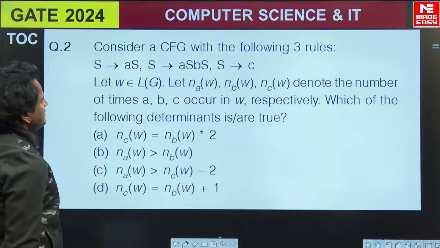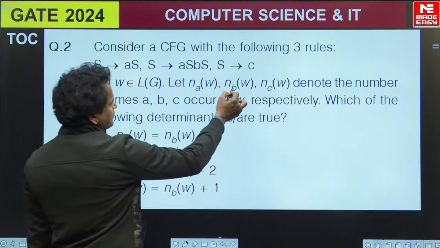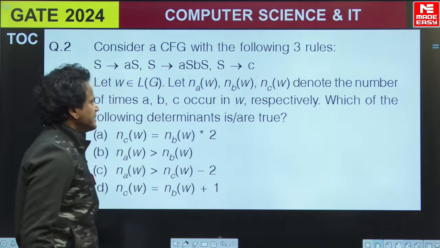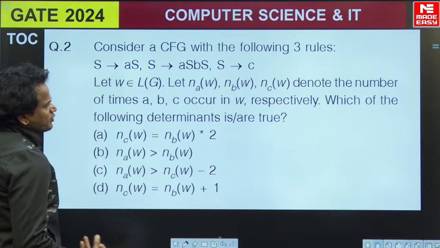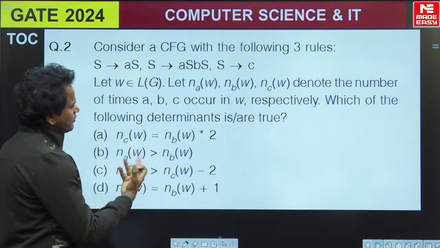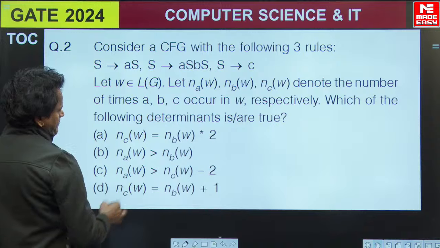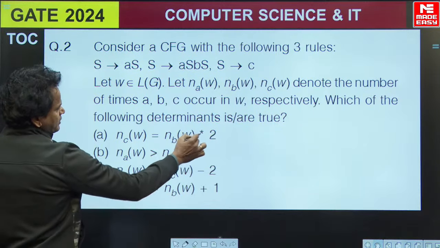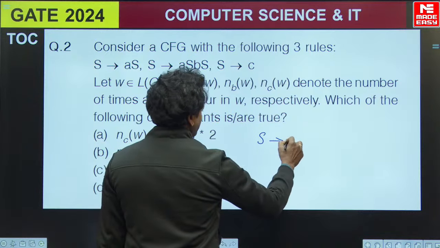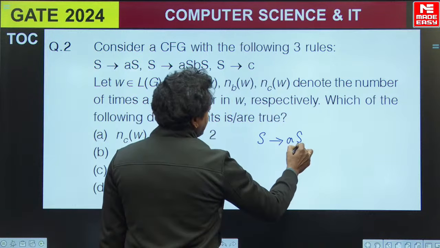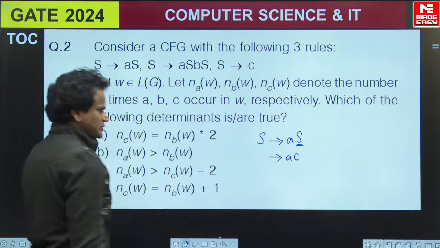Here the grammar is given: S derives AS, BS, and C. NA of W, NB of W, NC of W represent the number of A's, B's and C's respectively in the string W. Then which of the following is true? So instead of finding the strings, we will go for elimination of the options. If you go for option A, NC of W equal to NB of W into 2, multiple of 2. Let us go for this one. Yes, there is AS, and if I eliminate this S, how can I eliminate it? By substituting C. So the answer is C.